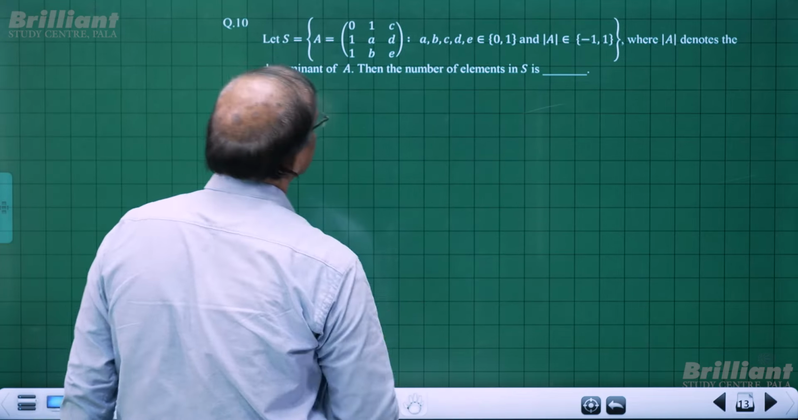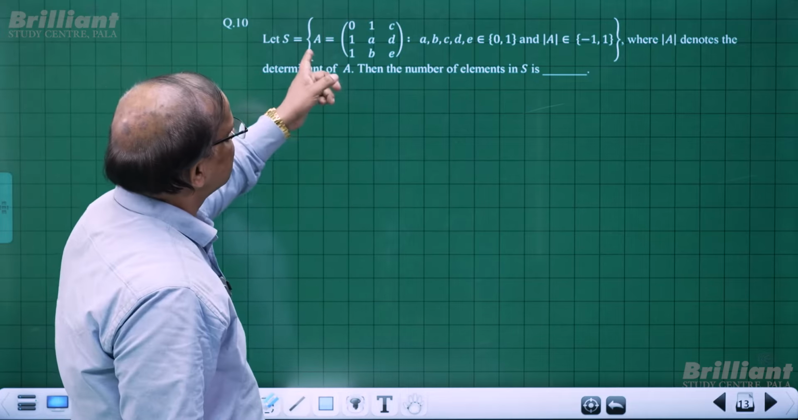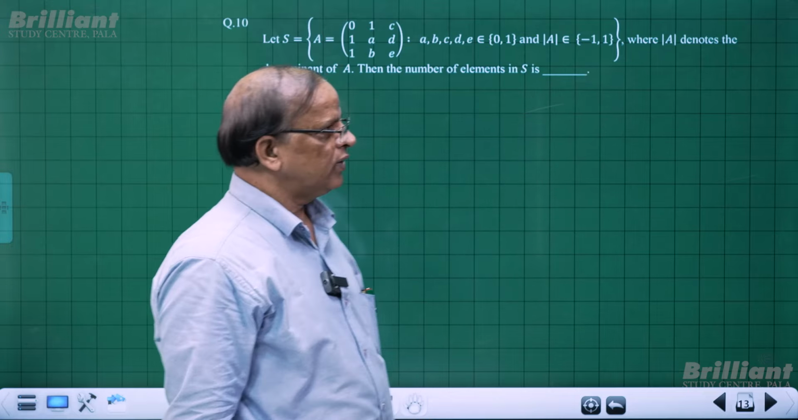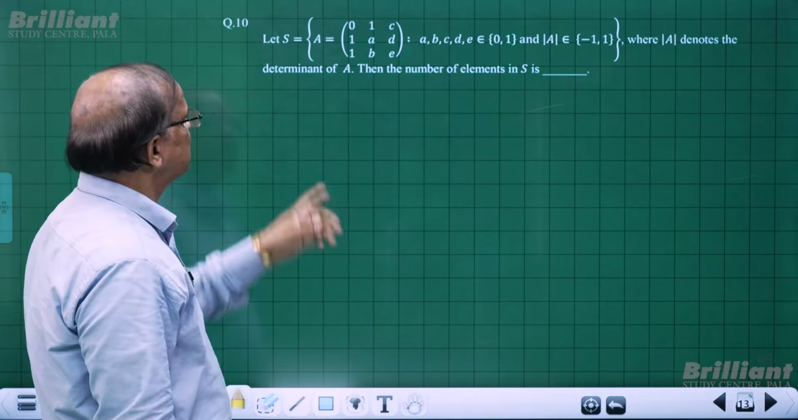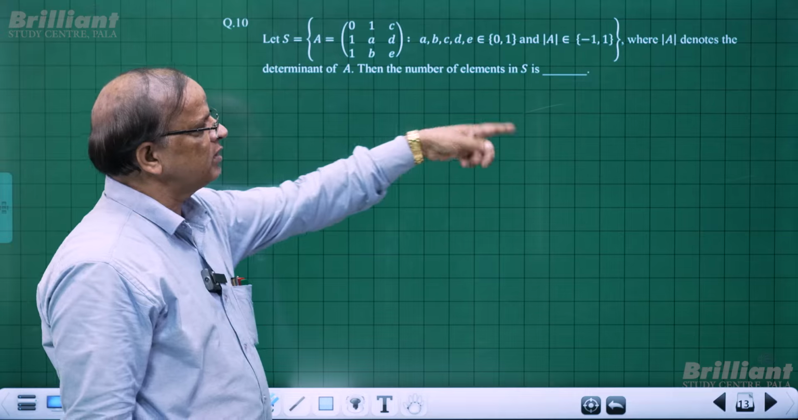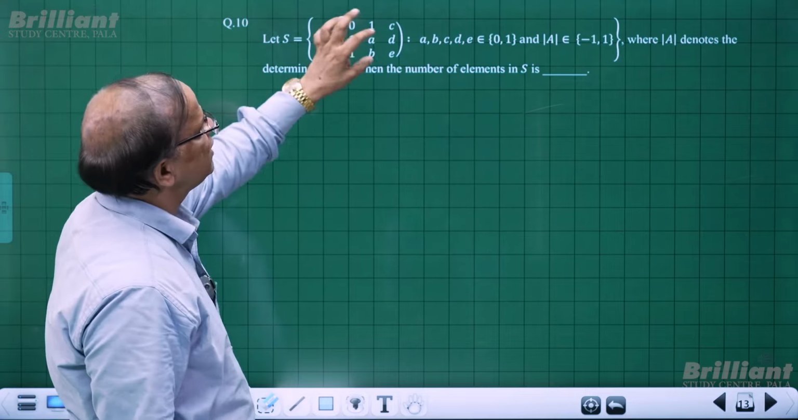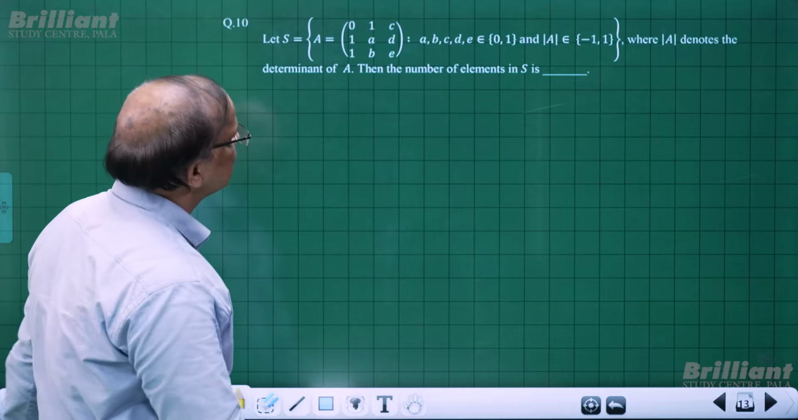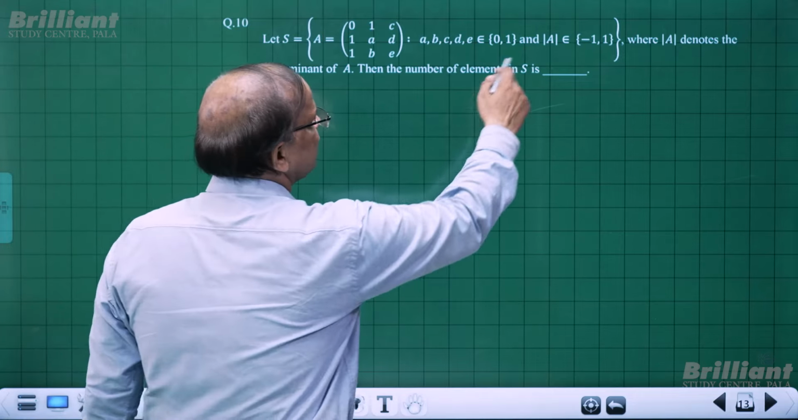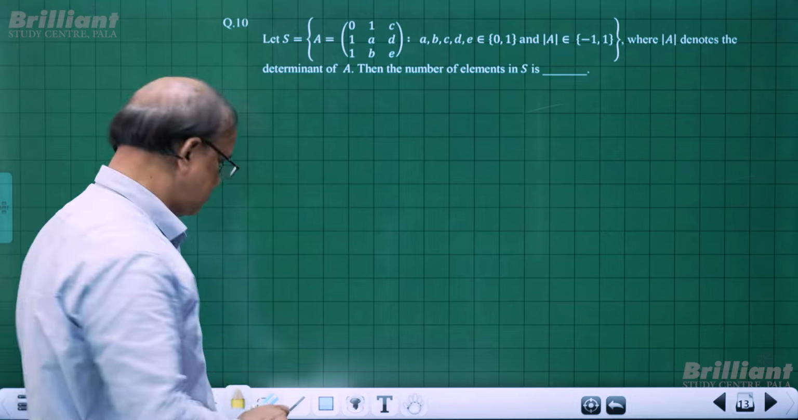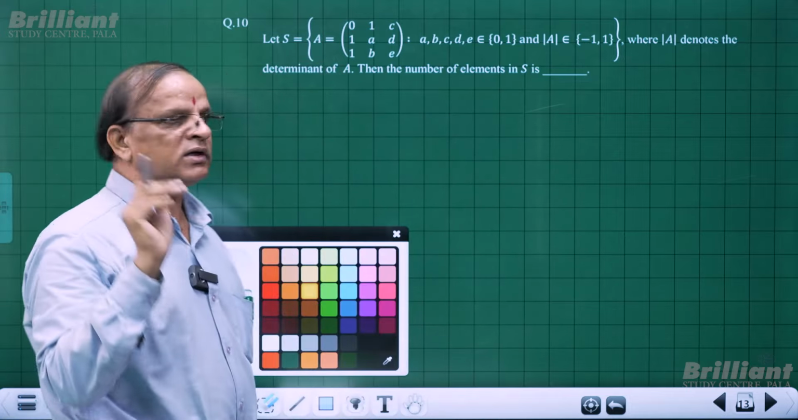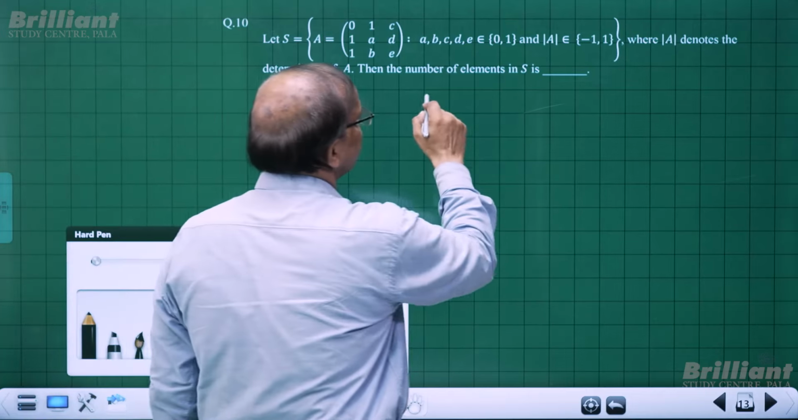So, determinant question. Set S is given like this, where determinant of A denotes the determinant of A. Then the number of elements in S, how many 3 by 3 matrices are possible, that is the question. Okay. So, determinant of A is minus 1 or plus 1. So, what I will first find out is the determinant. So, what is that determinant of A?